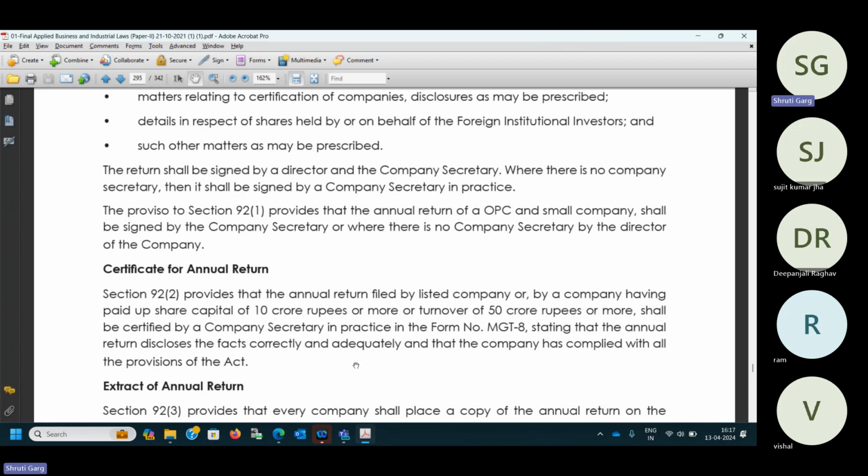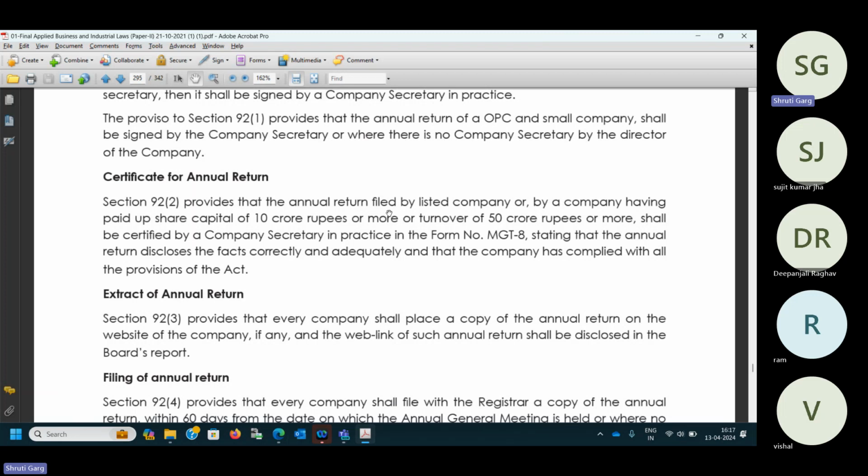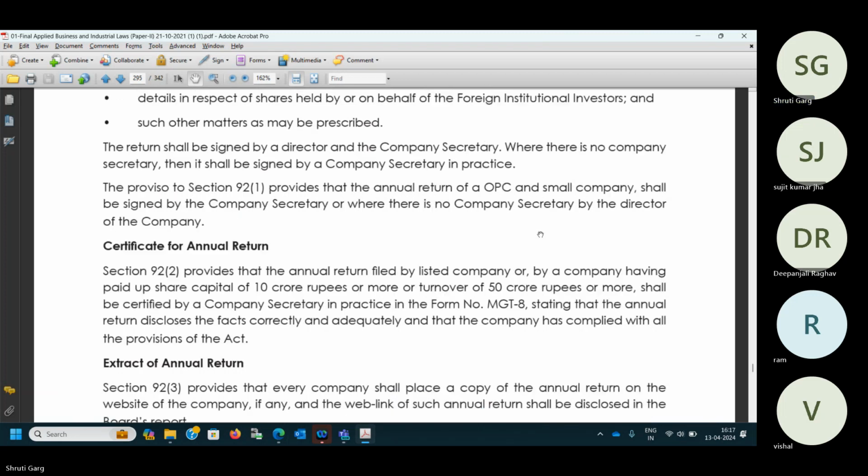Certificate for annual return. Section 92 provides that the annual return filed by a listed company, or by a company having paid up share capital of 10 crore rupees or more or turnover of 50 crore rupees or more, shall be certified by a company secretary in practice in form number MGT 8.